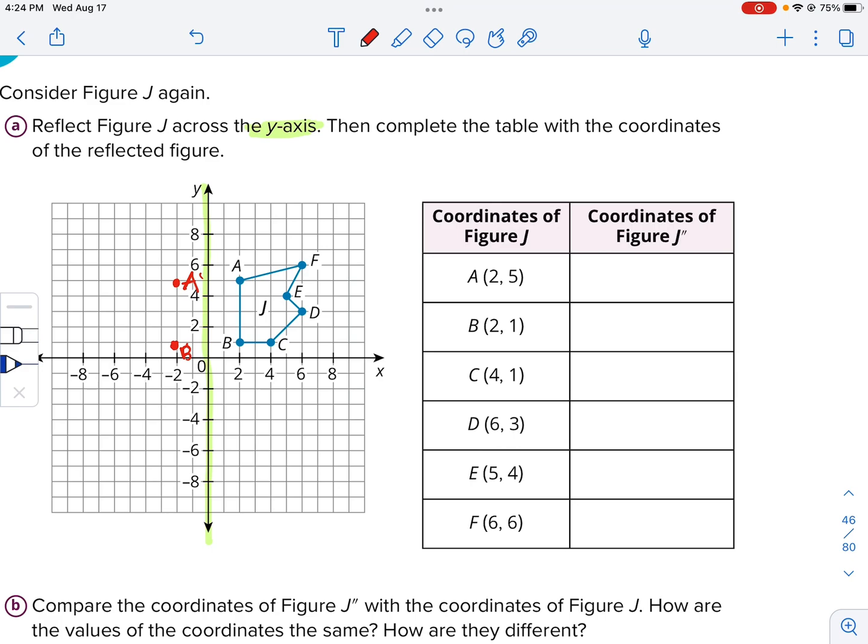I would get C prime here. D prime, I would get here. E prime I would get here. F prime, I would get, is that right? No, that's not right. F prime is there.